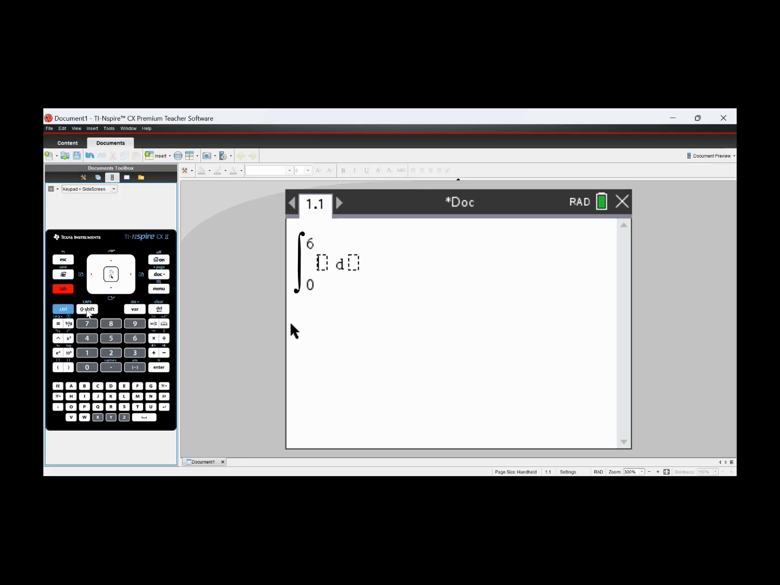Our function is 6x squared minus x raised to the third tab dx. And we hit enter, and the value of the integral is 108. Now, to find the average value, we're going to multiply that times the fraction 1 over 6, and our average value is 18. There we go.